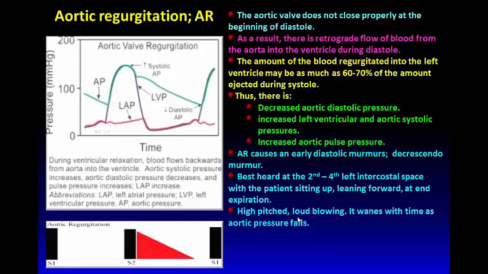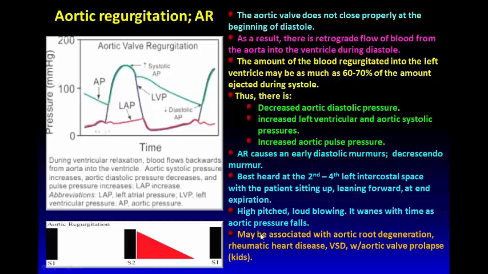It has got a decrescendo profile, so it wanes with time as the aortic pressure falls. And pathologically, aortic regurgitation might be associated with aortic root degeneration. It might also be associated with rheumatic heart disease, ventricular septal defect, and prolapse of the aortic valve in kids.